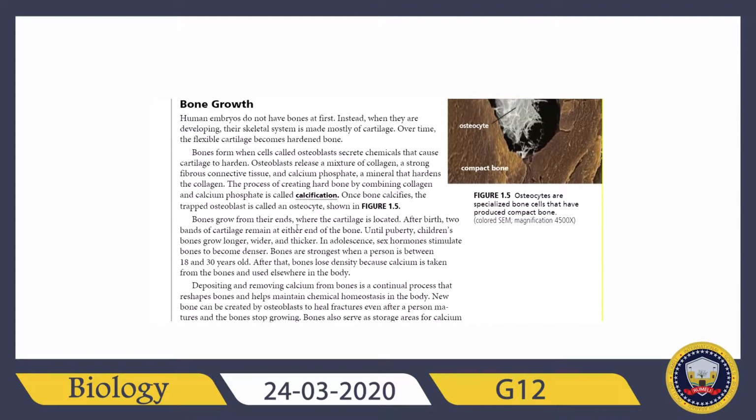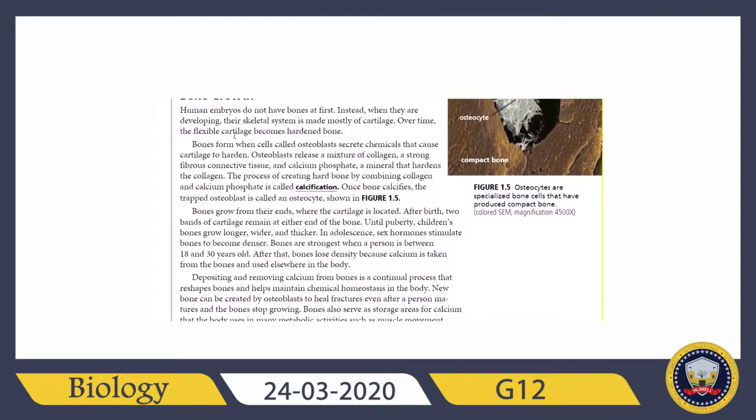Now, regarding the bone growth, human embryos do not have bones at first. Of course, they have only cartilage. The cartilage over time becomes hardened bones. So bones form when cells called osteoblasts, okay, so cells called osteoblasts, I need you to remember these names correctly, guys. Osteoblasts secrete chemicals that cause cartilage to harden.